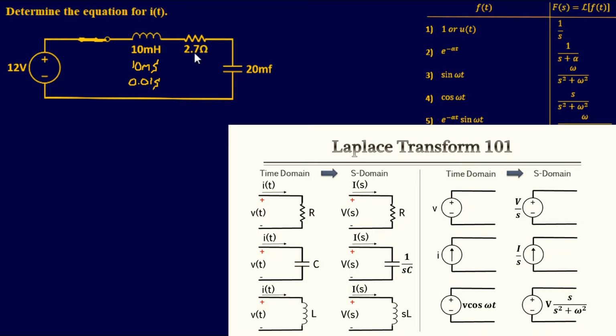All right. For resistance, just as easy. So instead of 2.7 ohms, you just go ahead and put 2.7. So this one's just going to be straight 2.7, which means your ohm symbol goes away.